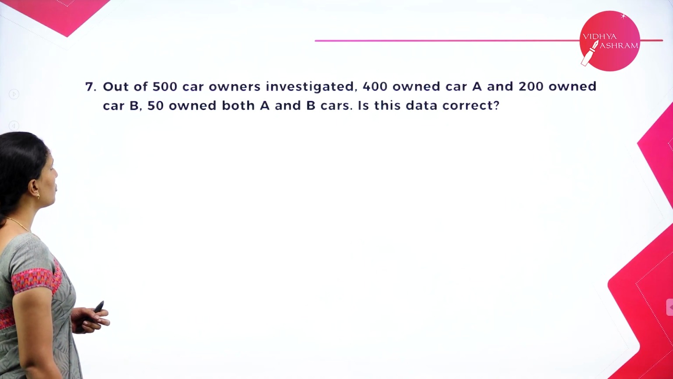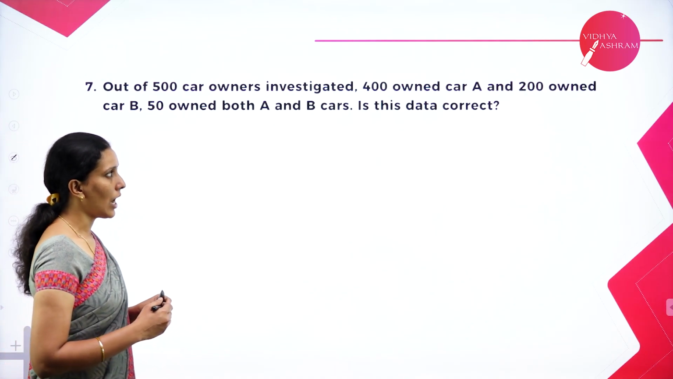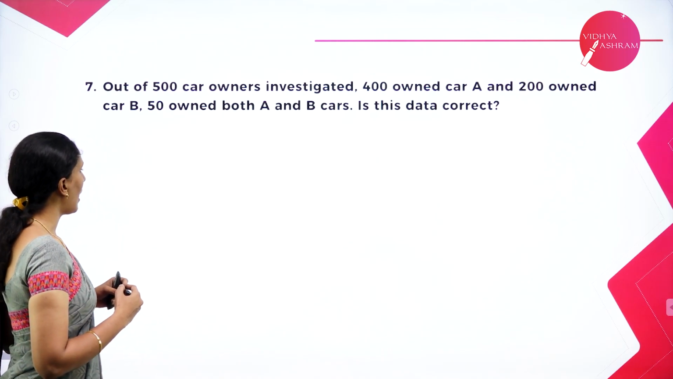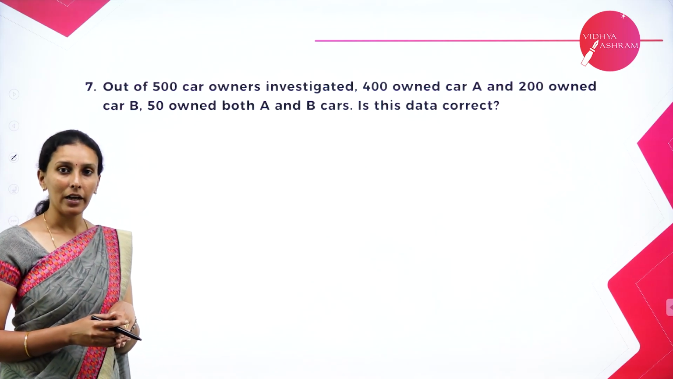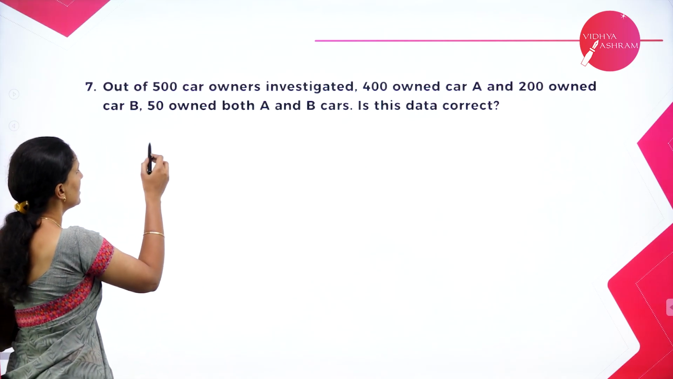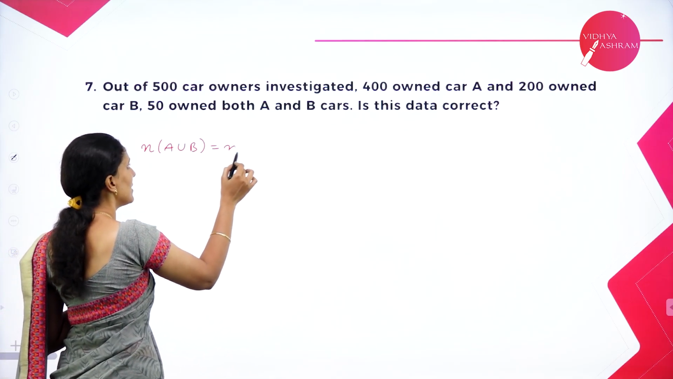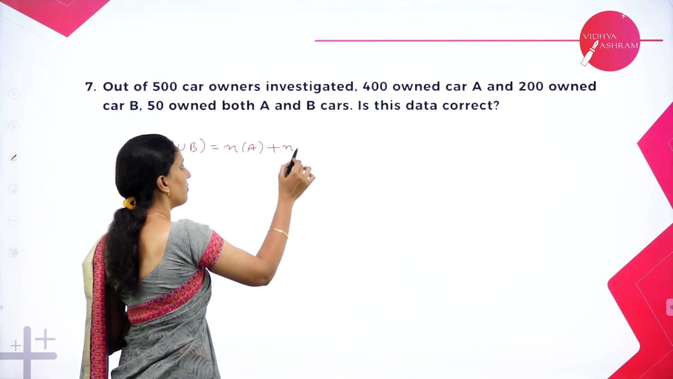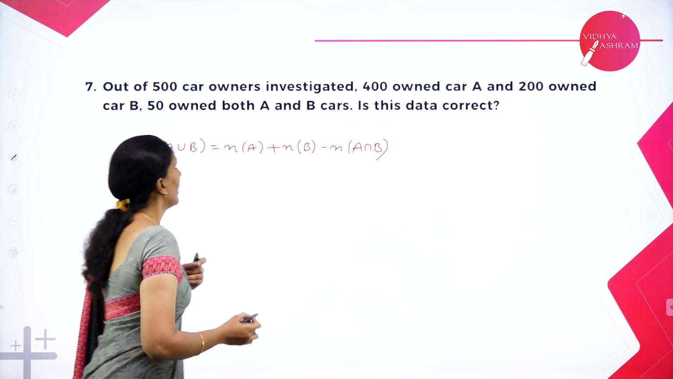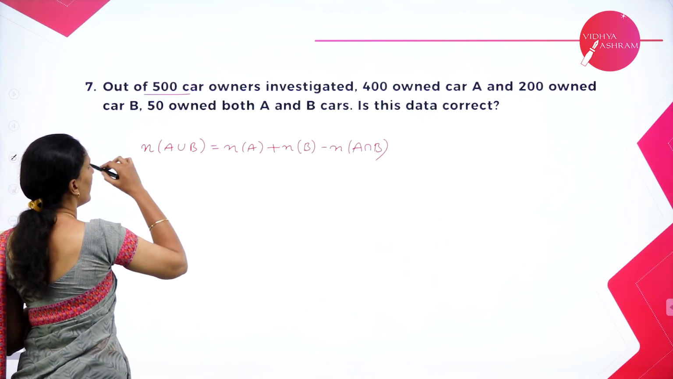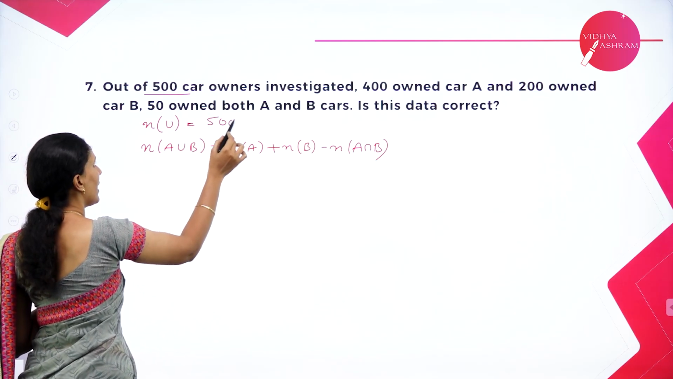Next question. Out of 500 car owners investigated, 400 owned car A, 200 owned car B, 50 owned both A and B. Is this data correct? So let us write this in the form of a statement. We have N of A union B as N of A plus N of B minus N of A intersection B. And there are 500 owners, so let me take the universal set as 500.